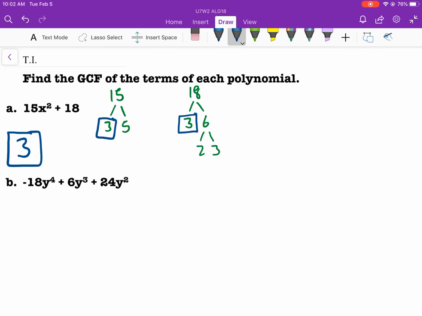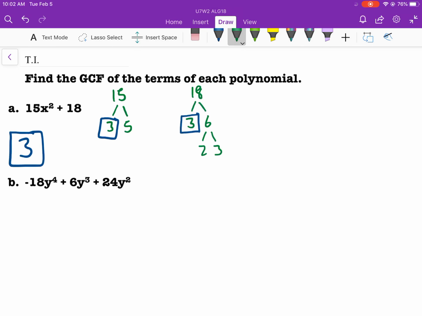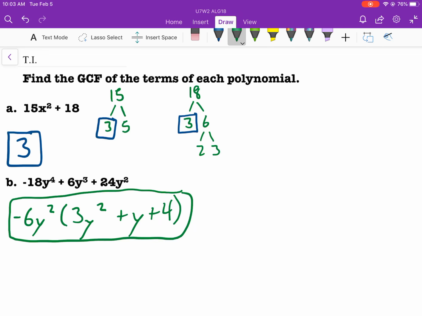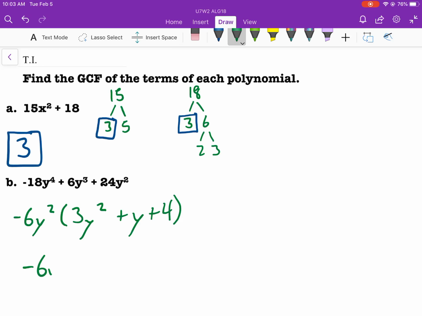For the second one, the number would be 6, and the variable would be y squared. You always want the leading term to get rid of a negative, so you take out a negative as well. You'd have 3y squared plus y plus 4. Ooh, that's the factor part. You didn't have to do that though. You just had to say that the GCF was negative 6y squared. That's all you had to say.